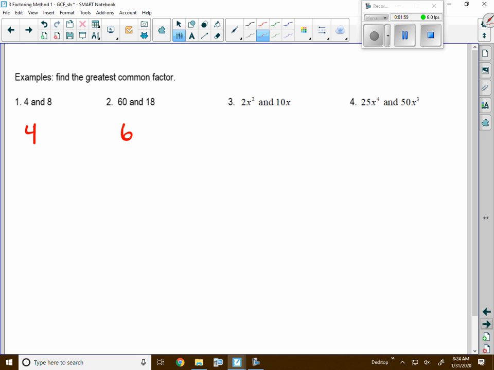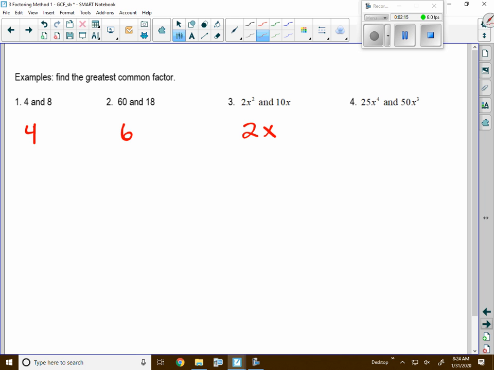Good, 6. Okay, now let's add in the variable idea. So now we have 2x squared and 10x. Think about the number. What number would you pull out of both of those? 2. Okay, now we know that we're going to pull out an x.